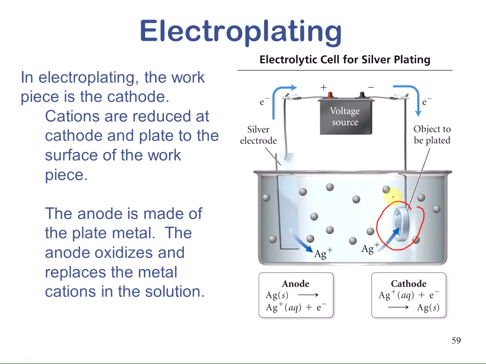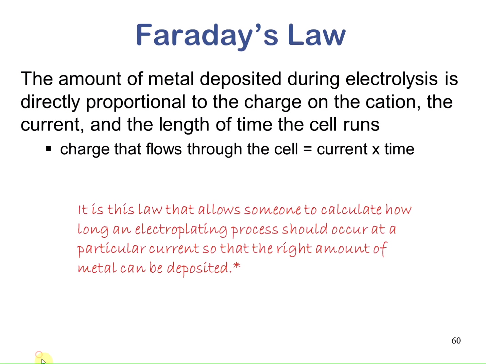In this electrolytic system, we have a silver electrode, and this is the anode. The silver metal becomes silver ions, and those silver ions migrate over to the other side, and they cover the surface at the cathode here. So the silver plus goes to silver metal and covers the surface of this ring. The anode is made of the plate metal, and the anode oxidizes and replaces the metal cations in solution.